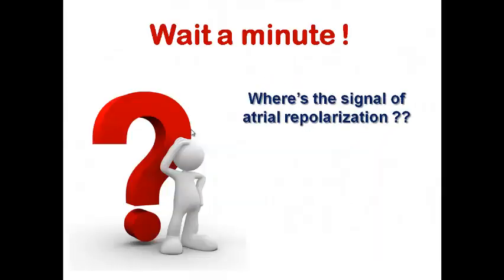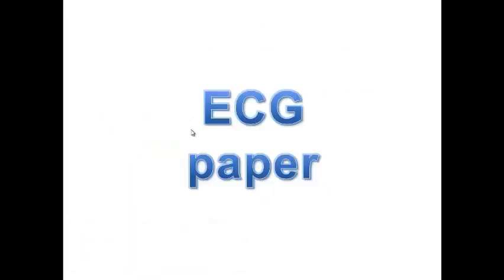Of course, we all have this question since the first year: if we have signals representing atrial depolarization, ventricular depolarization and ventricular repolarization respectively, where is the signal of atrial repolarization? We always have the same answer, that atrial repolarization is a low voltage event that is usually masked in the QRS complex. Now we are going to discuss what the ECG paper is, or how it looks.